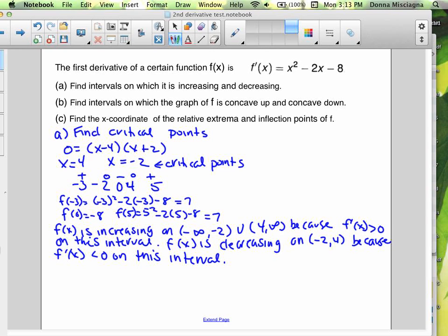All right, so we've answered A. Now let's answer B, the intervals on which the graph of f is concave up, concave down. So we need the second derivative test.